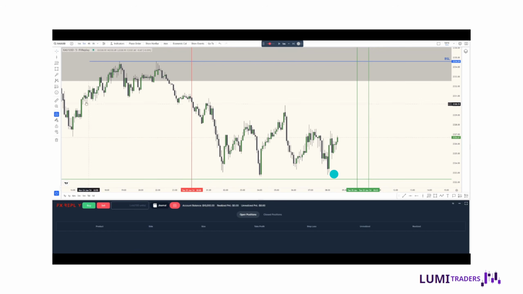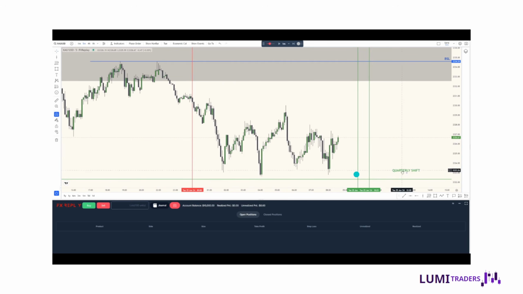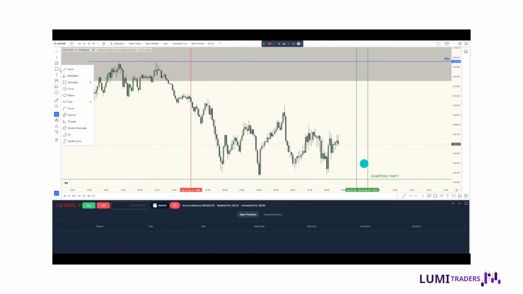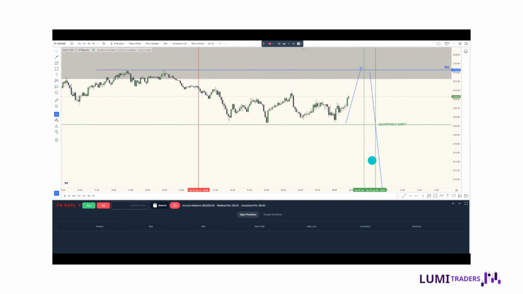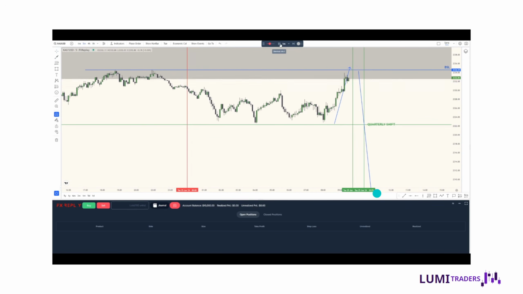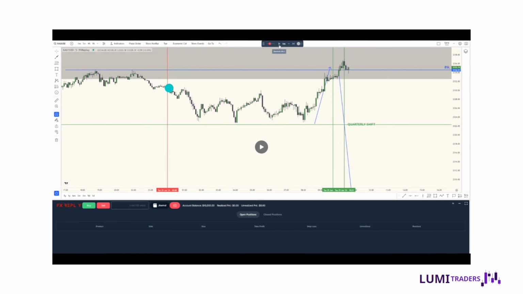Let's see. That's why I highlighted these levels. Quarterly shift, perfect. Let's see if we may see continuation to the buy side liquidity, then reverse to our partial level. Partial level is right here. Final target, another equilibrium of quarter 2 daily cycle. By the way, I'm still on the 5-minute chart right here.